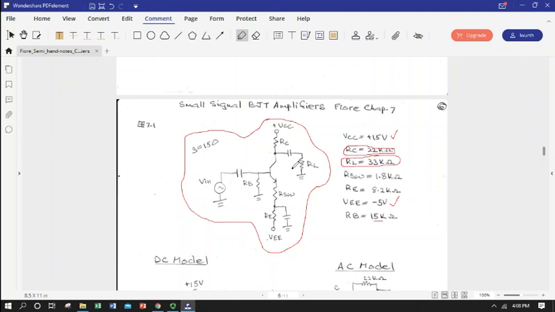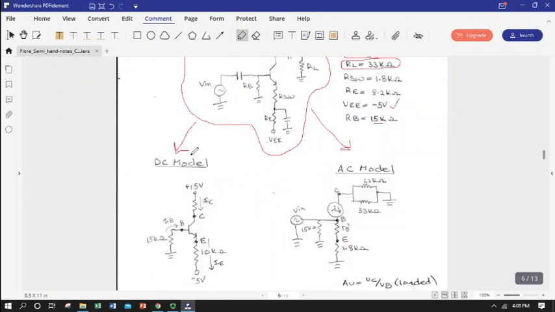So first thing we're going to do is split this in two. We're going to create a DC model and an AC model, and they are going to overlap at the Q point where we calculate I sub C. So this is how our whole amplifier looks to DC.